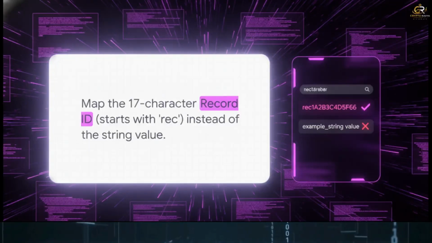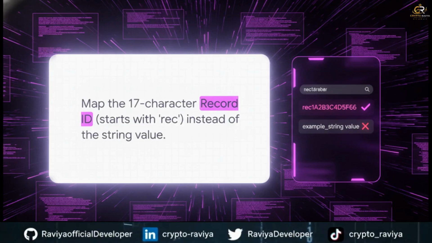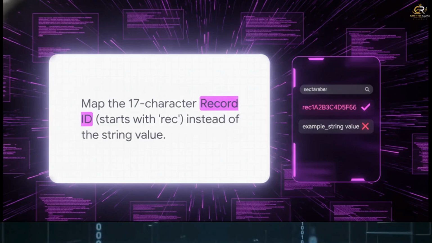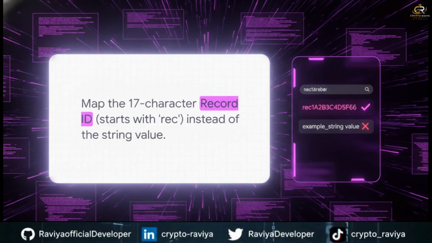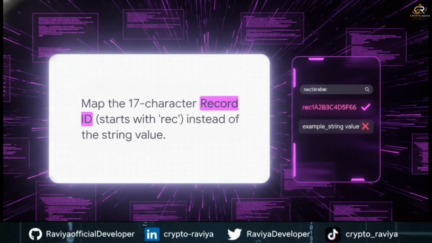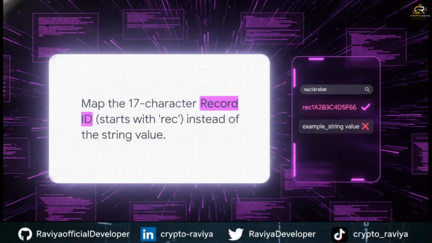And here is a massive troubleshooting tip, an absolute Airtable routing rule. Ensure you are mapping the 17-character record ID, which always starts with the letters REC, and not the string value when you're updating linked cells. Mapping the string value is literally the number one cause of database rejection errors. It'll save you hours of debugging for sure.